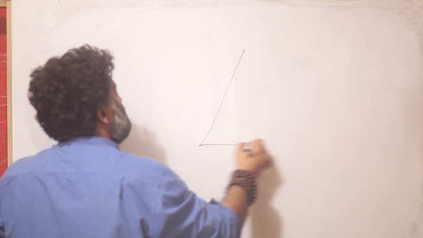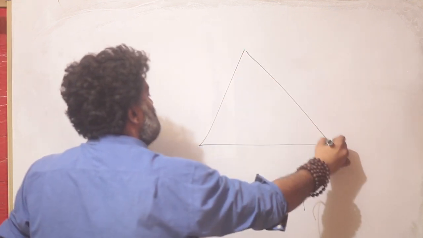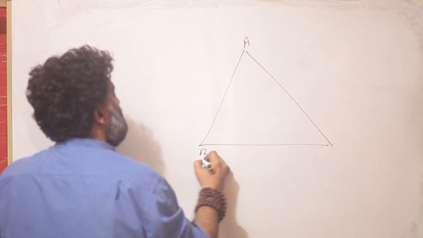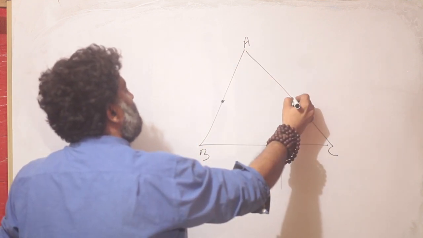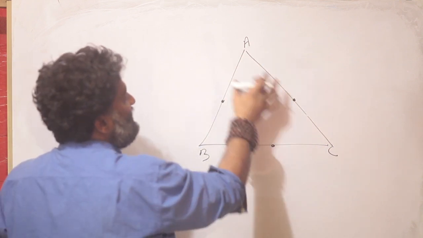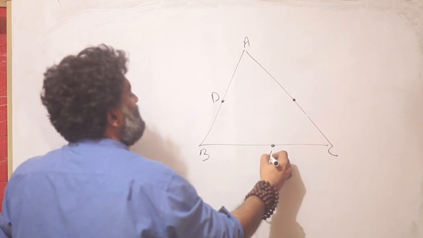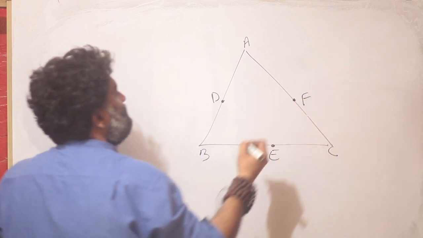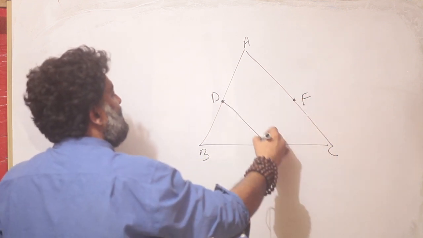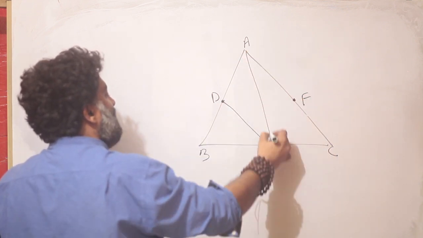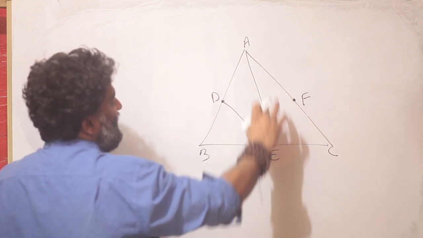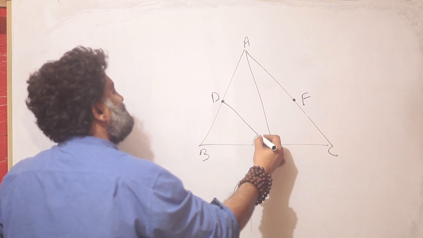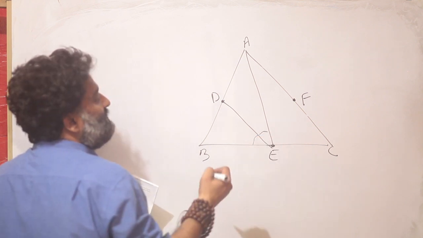So our next question is, there is a triangle ABC, and D, E and F are points on AB, BC and AC respectively. So D, E and F. Further it says that ED is the angle bisector for angle AEB. That means this line is bisecting the angle AEB. That means this angle is equal to this angle.